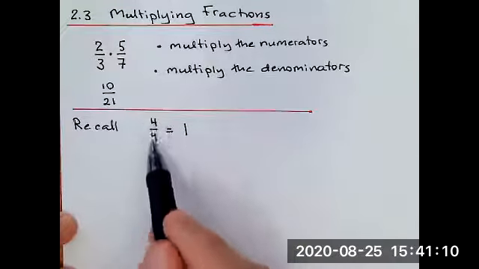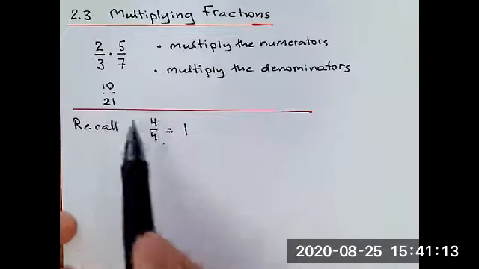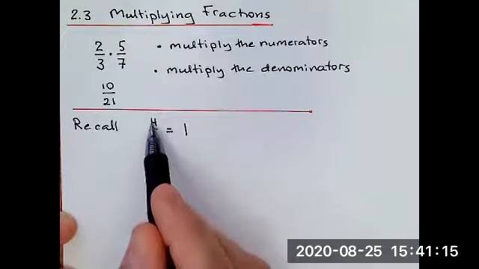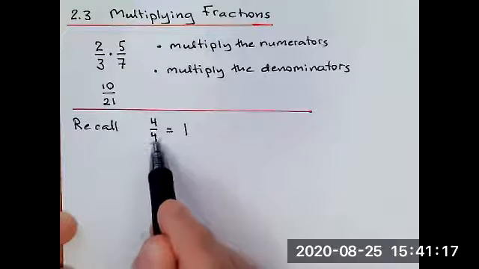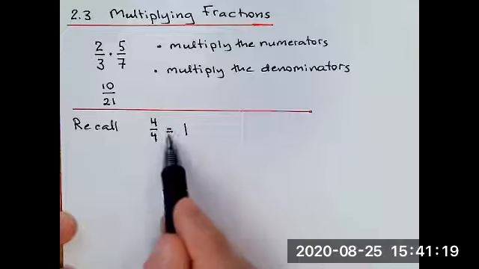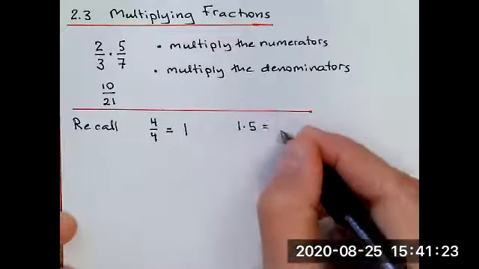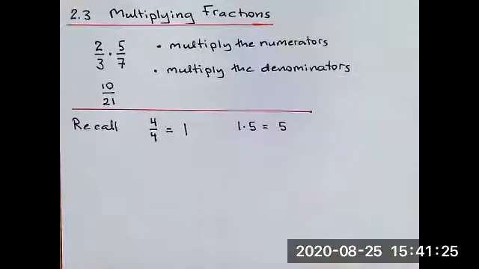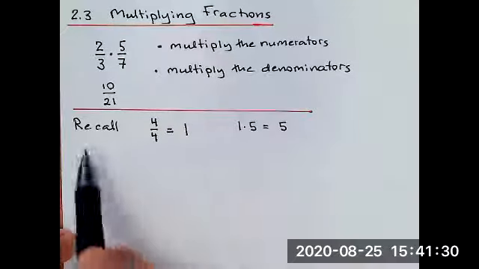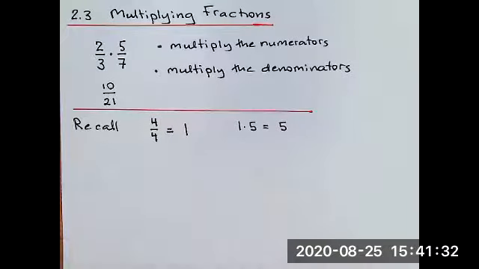An important fact that we're going to use when multiplying fractions is that anytime the numerator is equal to the denominator, that fraction is equal to 1. And 1 times any number is that same number. And we're going to use this to reduce our answer. Let's look at an example.